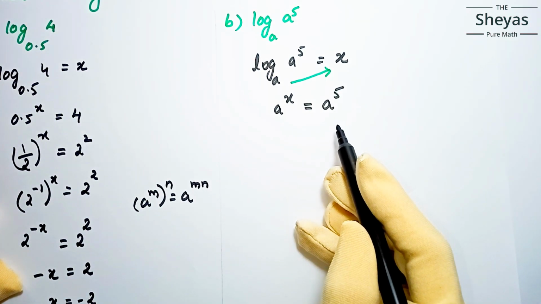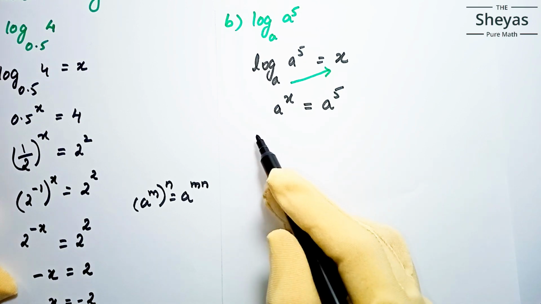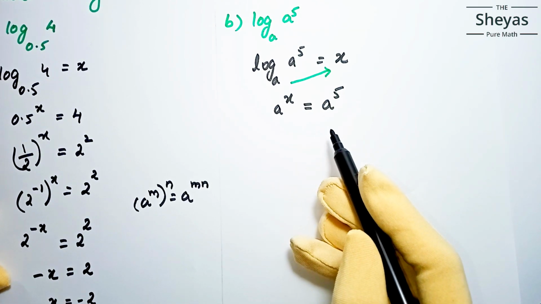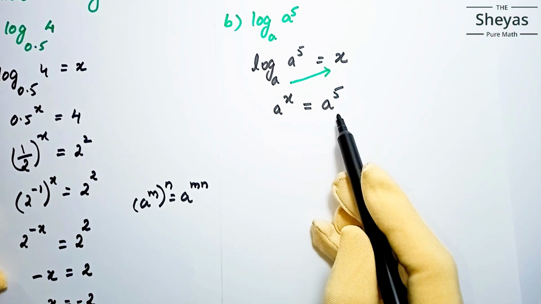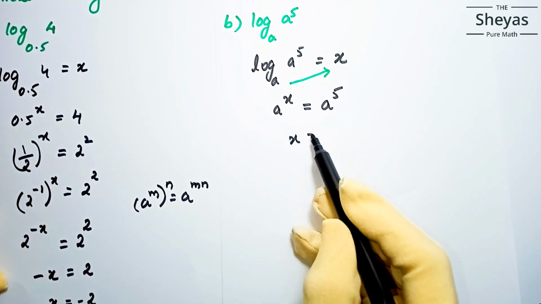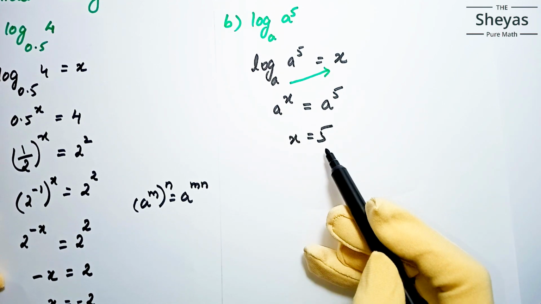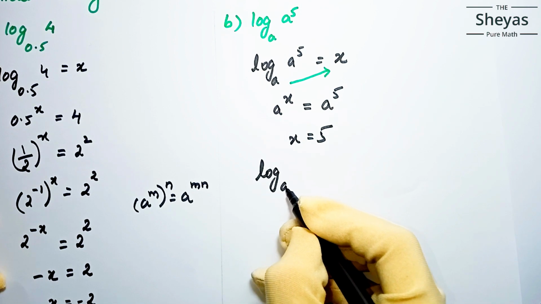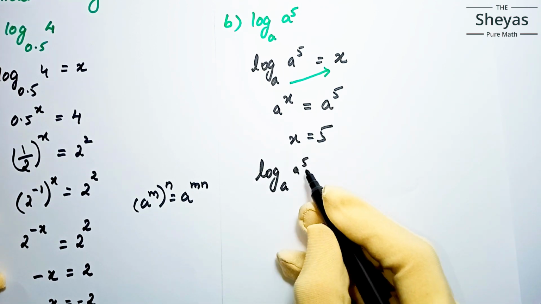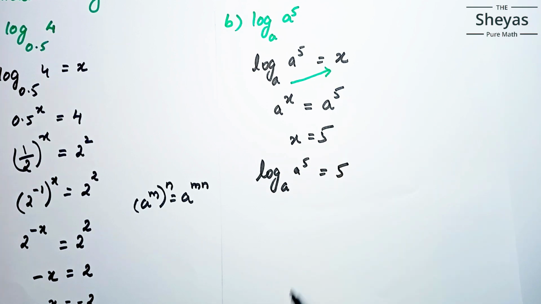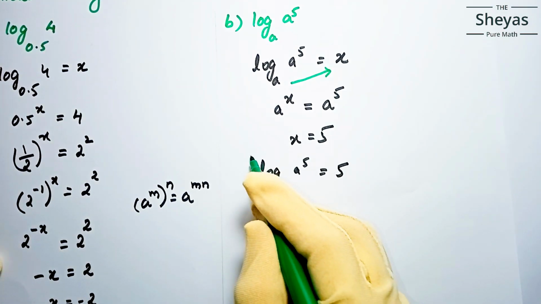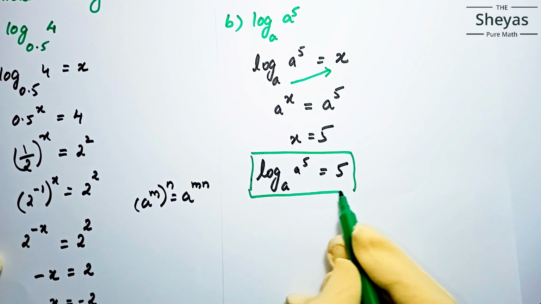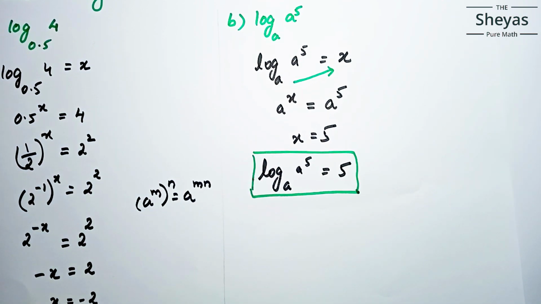Now you have converted to exponential form. Here no calculation is required. It is direct because the base is the same and you can equate the exponents. So x is equal to 5. How can you conclude the answer? Log to the base a of a power 5 is equal to 5. So this is how we calculate logarithmic values without using the calculator.